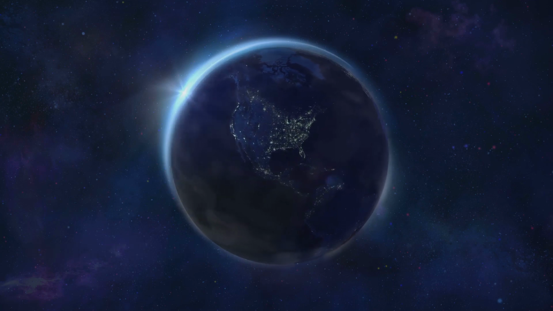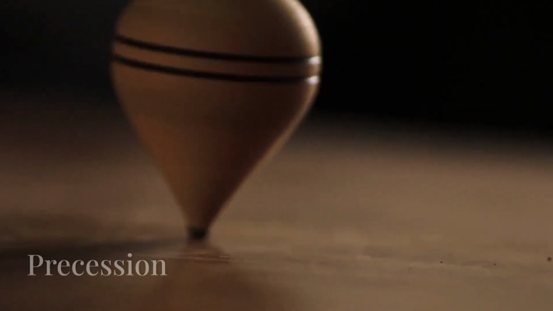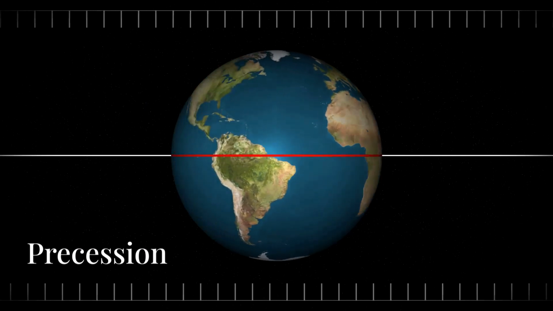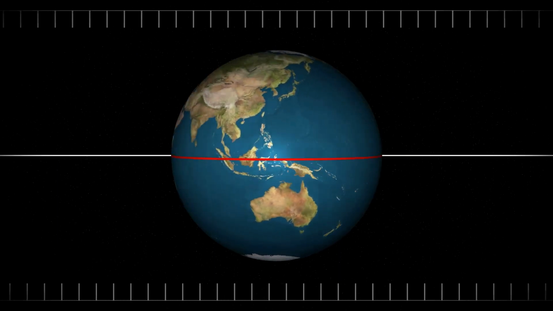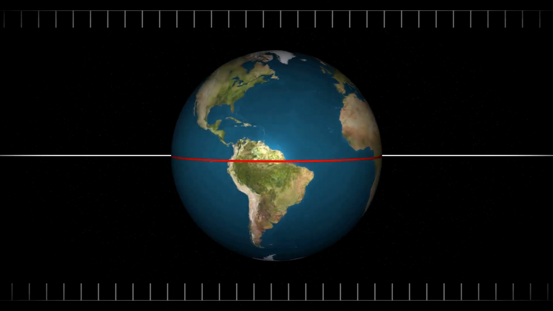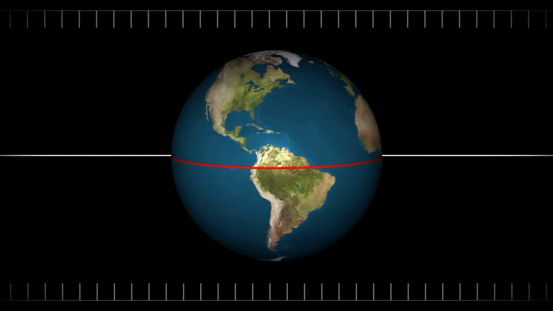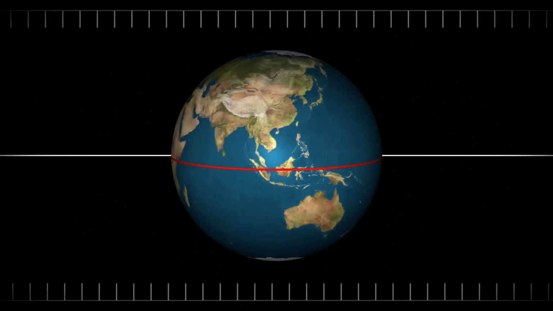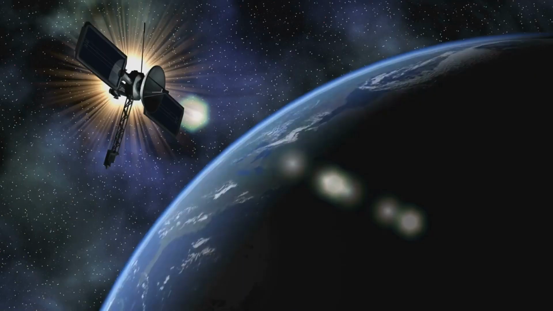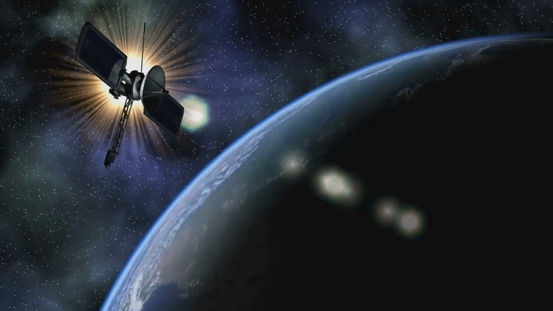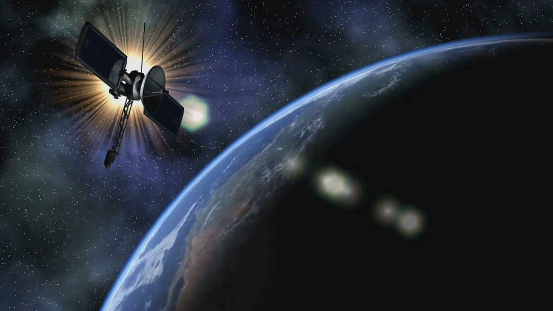Regarding Earth's top-like motion, precession refers to the slow wobble of Earth's axis of rotation. Imagine a spinning top. Its axis wobbles in a circular motion. Similarly, Earth's axis wobbles, completing one full cycle approximately every 26,000 years. This wobble affects the timing of seasons relative to Earth's position in its orbit.